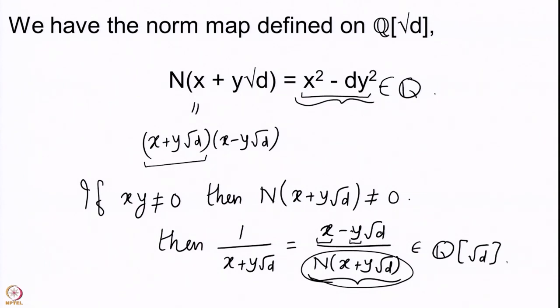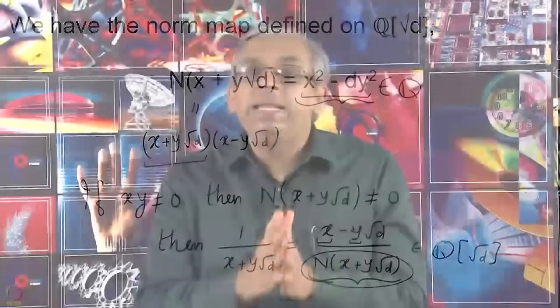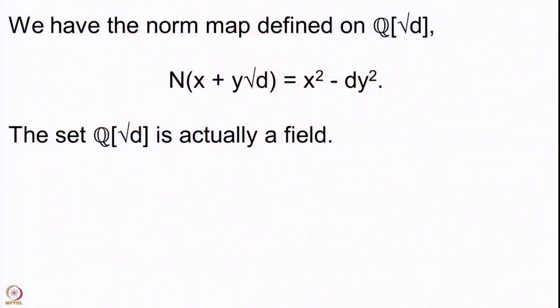So, this tells you that you can always divide by a non-zero element of Q root d and remain in the set Q root d. This is all encoded in the statement that the set Q root d is actually a field. Just like we have seen the notion of a group, there is also the notion of a ring, and here there is a notion of a field. Whatever it means, it just says that you can divide by non-zero numbers, and of course you can add, subtract and multiply by any number and remain in the set Q root d.